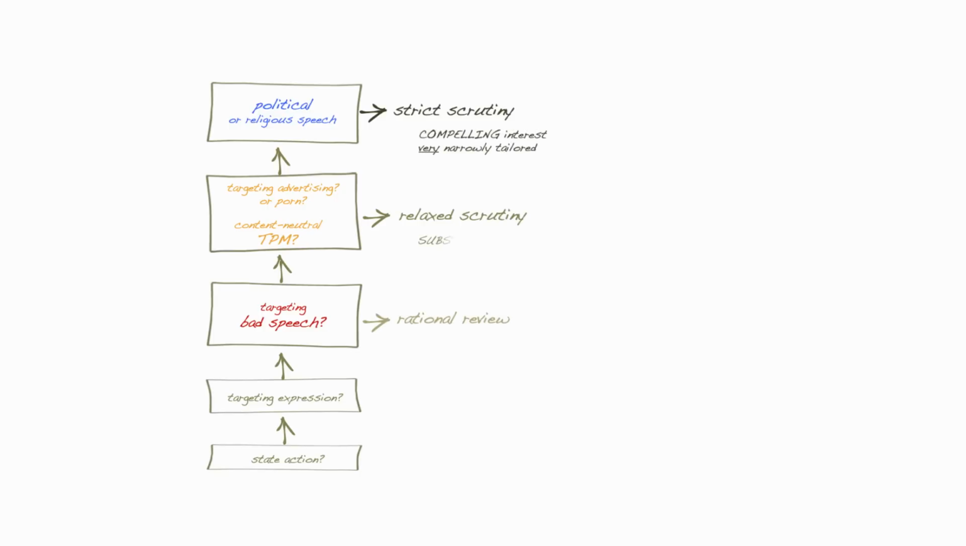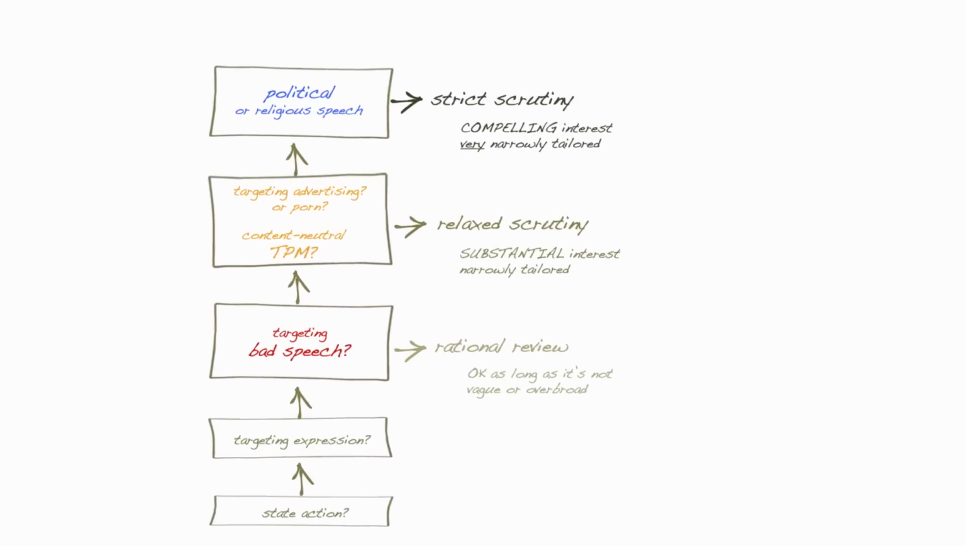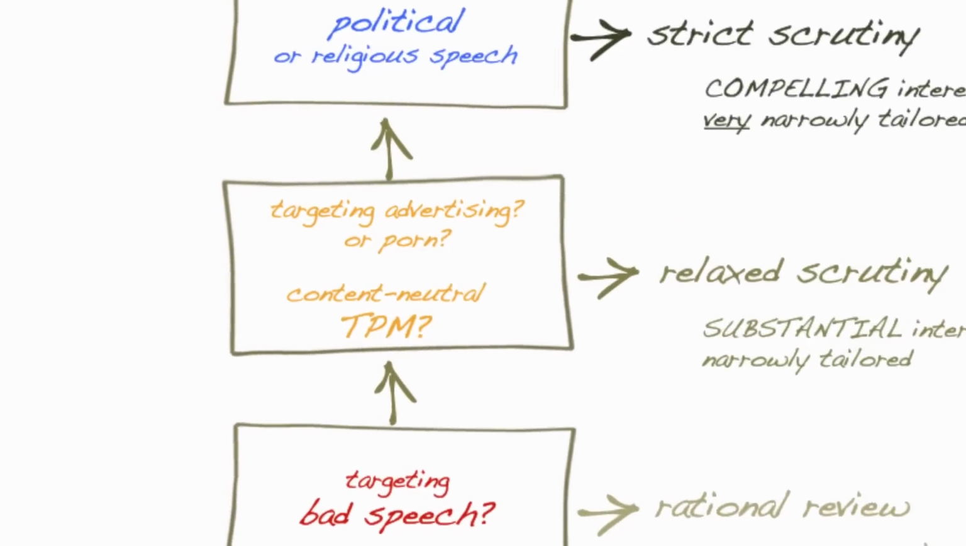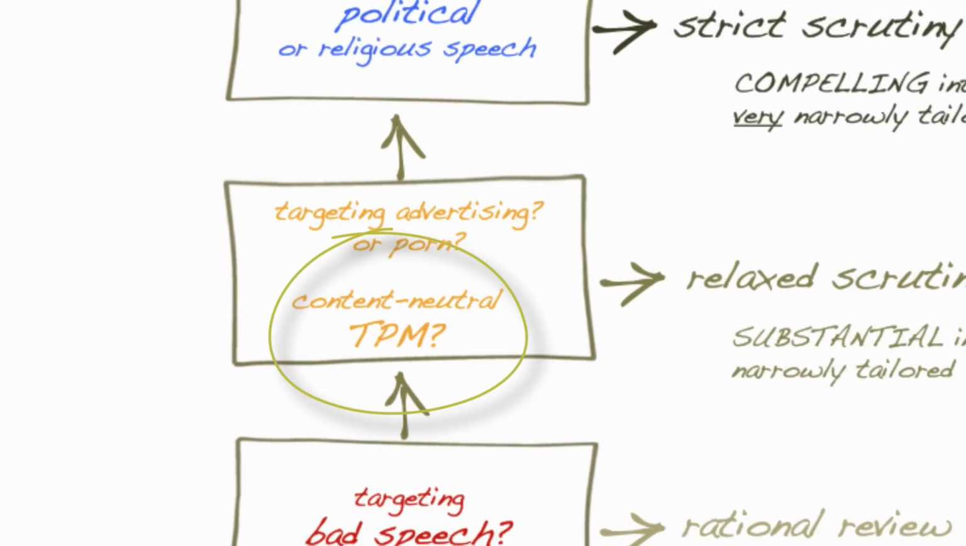Oh, and one more thing I want to point out while I'm here. Write out content-neutral TPM for yourself. In other words, you should not stop at that box and do relaxed scrutiny analysis unless it's a content-neutral TPM. There are such things as content-based TPMs, and you shouldn't do an analysis there. So sometimes I'll say TPM for short, but TPM always goes with content-neutral. Those two things are packaged together.